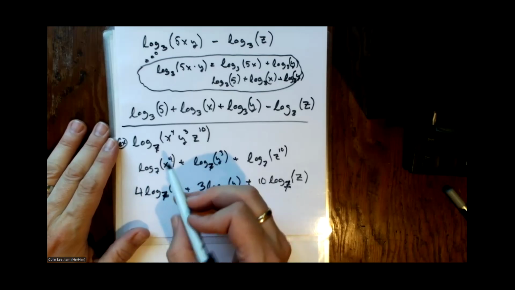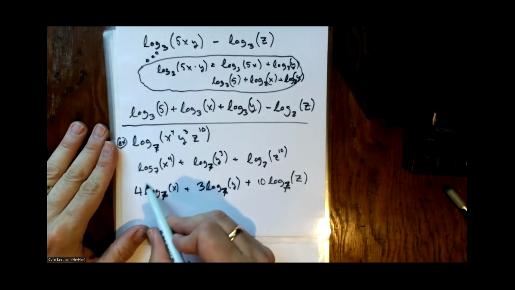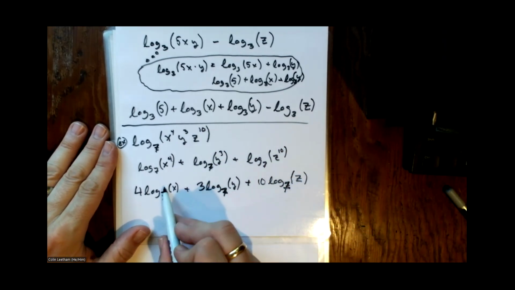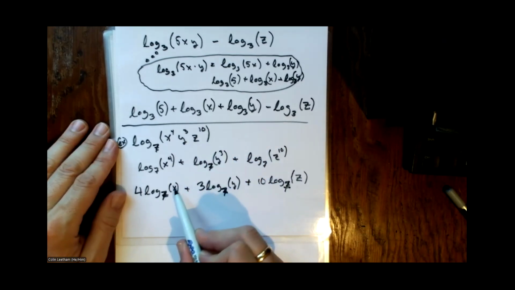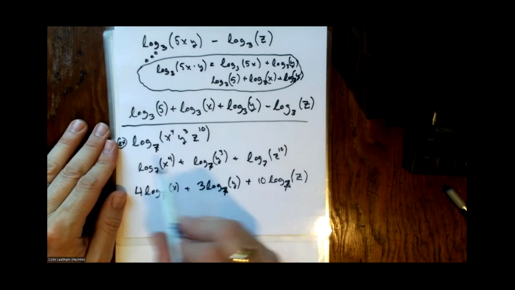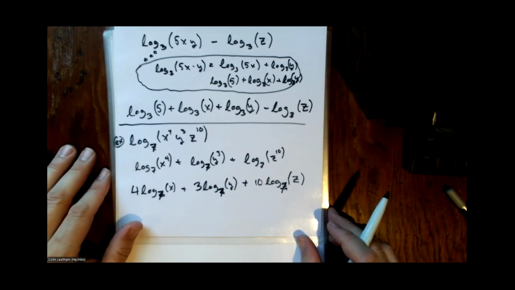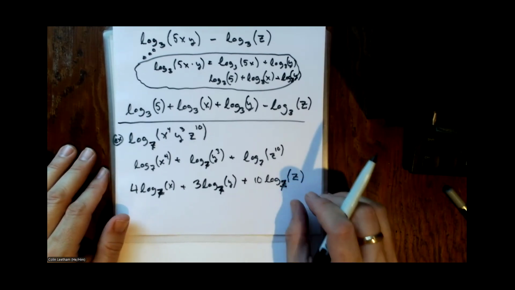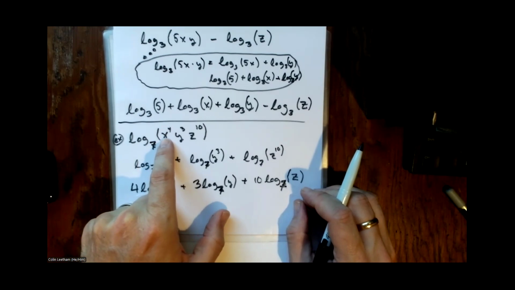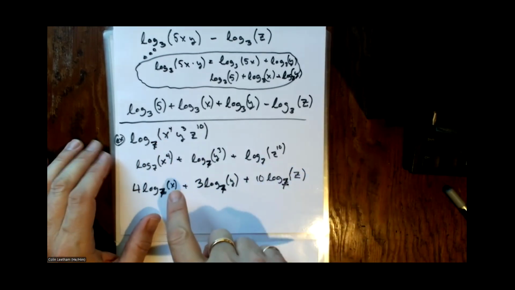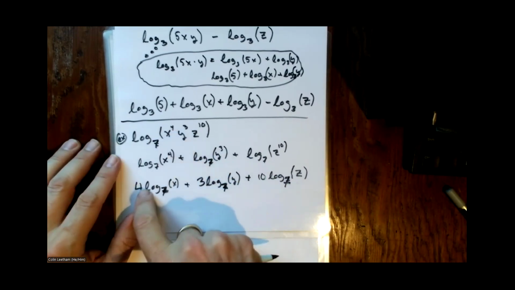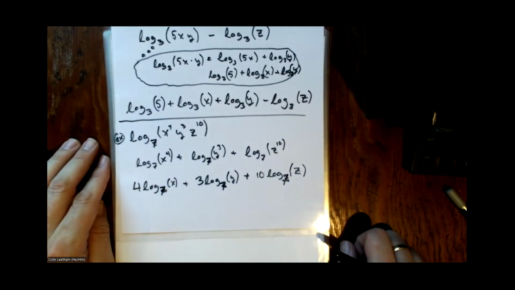So notice that the exponents become our coefficients, and I'm only writing each of those once. I've got powers of x, y, and z, and I'm going to end up with a log of x, a log of y, a log of z, and those exponents are just turning into the coefficients on those particular terms.